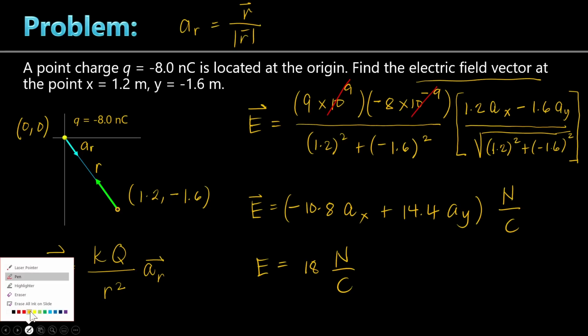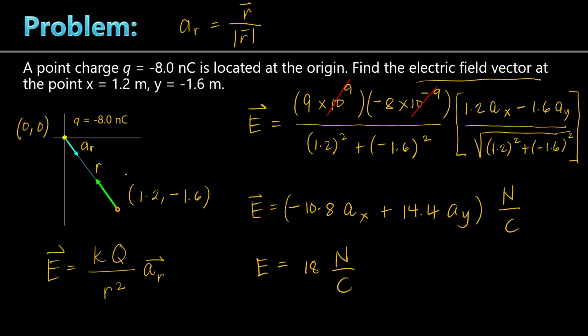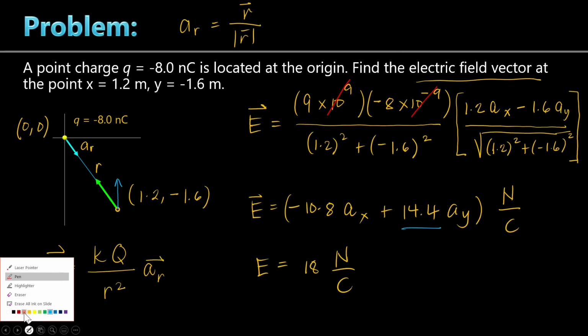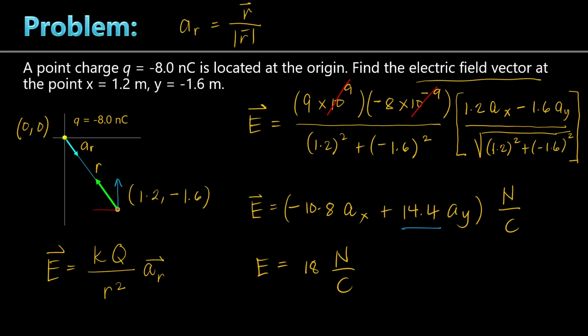Ano ang dalawang components niya? Yung vertical component at saka horizontal component. For example, this is the vertical component. Positive siya. Tapos, meron din siyang horizontal component. Ito yung horizontal component niya, directed to the left. So, it's negative. Tama kasi negative yung nakuha nating x component dito.